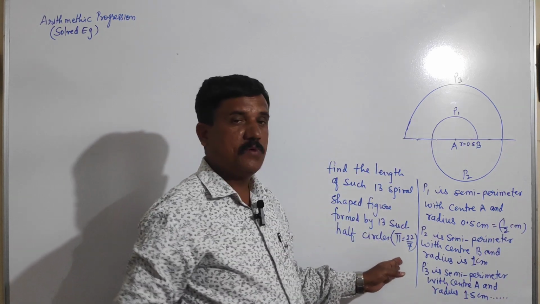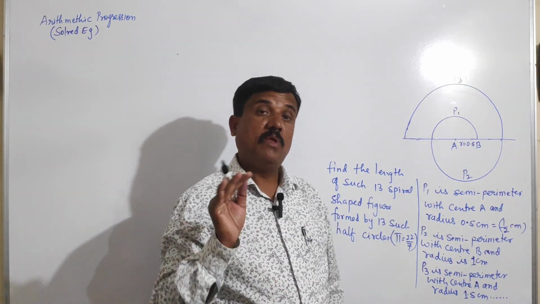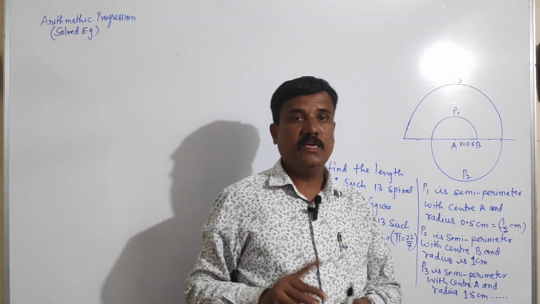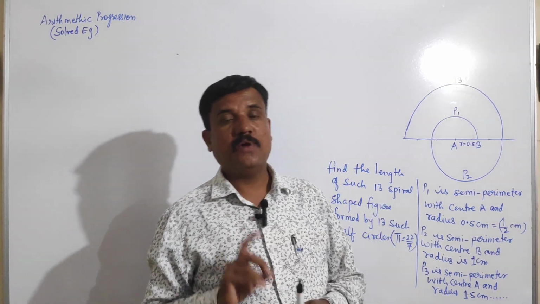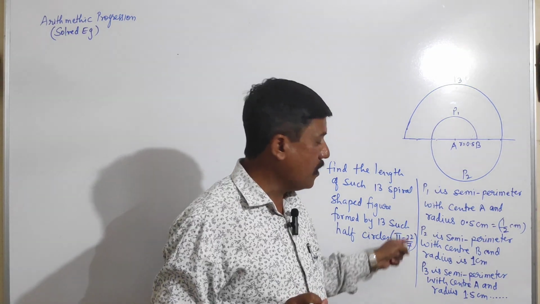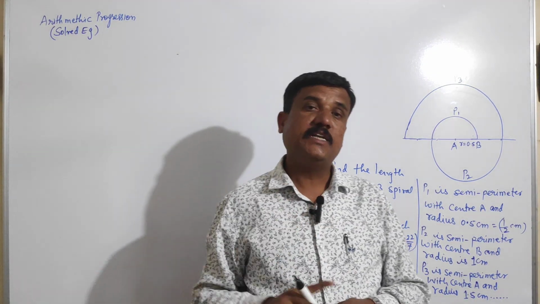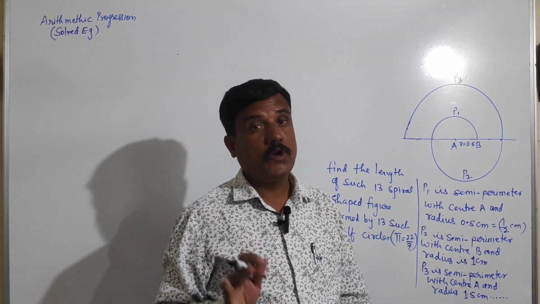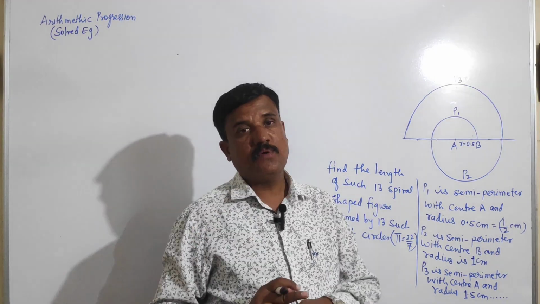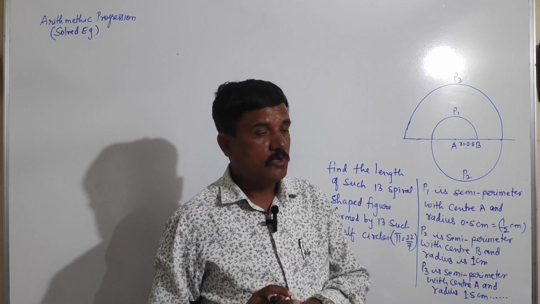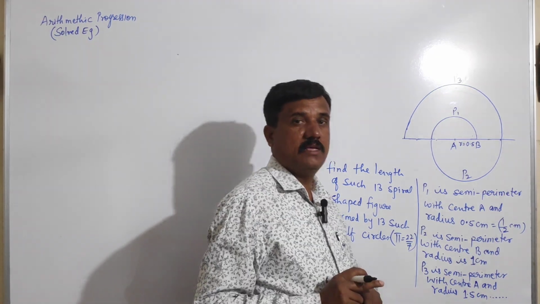The value of pi is given as 22/7. We will put the value of pi as 22/7 at the end of the solution. Whenever there is a final solution, at that time we will put the value of pi as 22/7. Till then we will consider pi as pi only. At the final answer, we will take the value of pi as 22/7. So let's begin the sum.